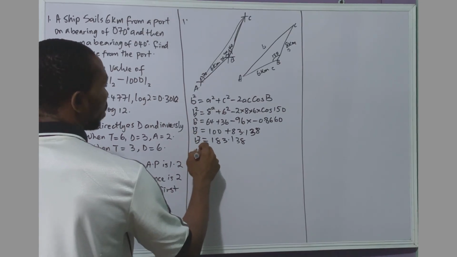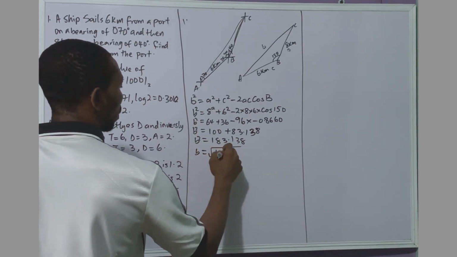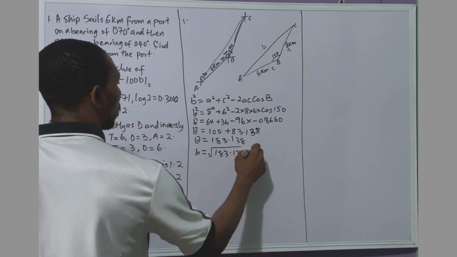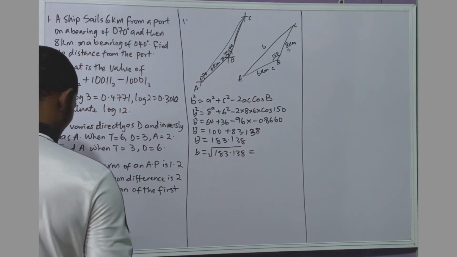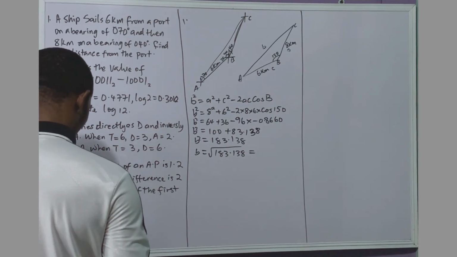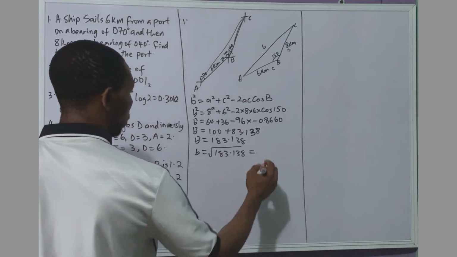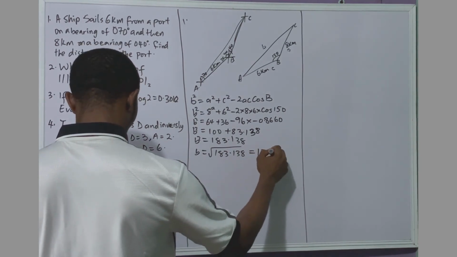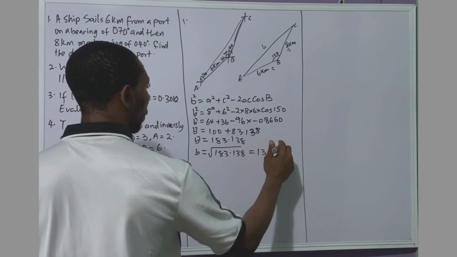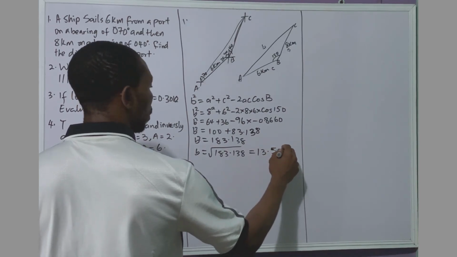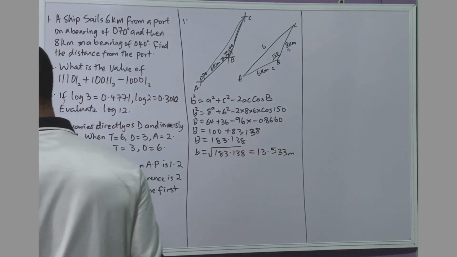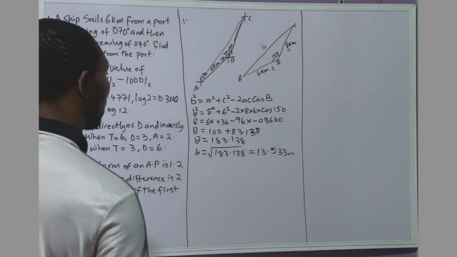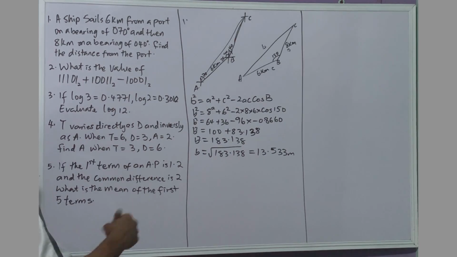So our b will be the square root of 183.138, which gives us 13.533. Okay, so the ship is 13.533 meters away.